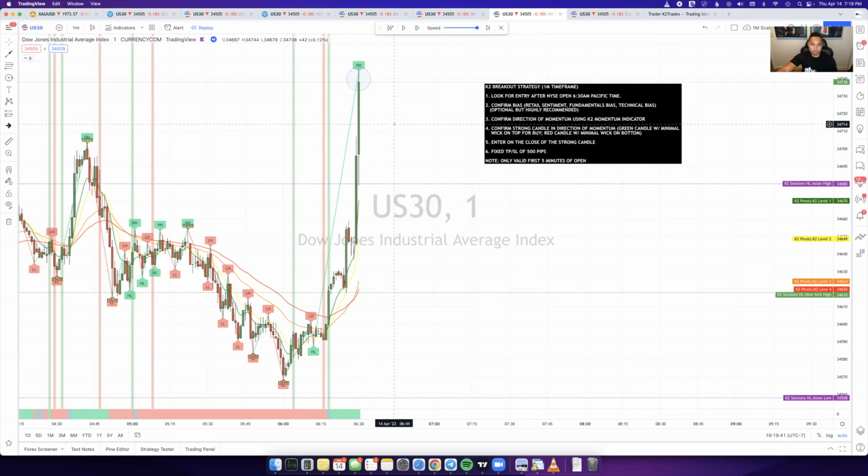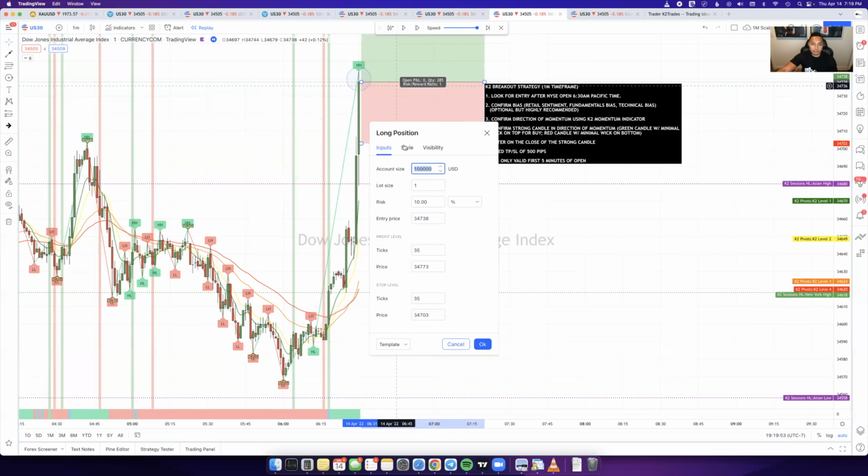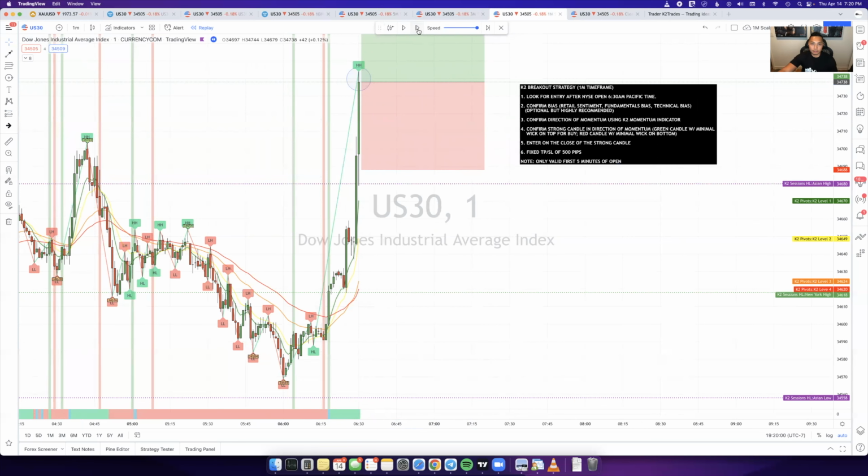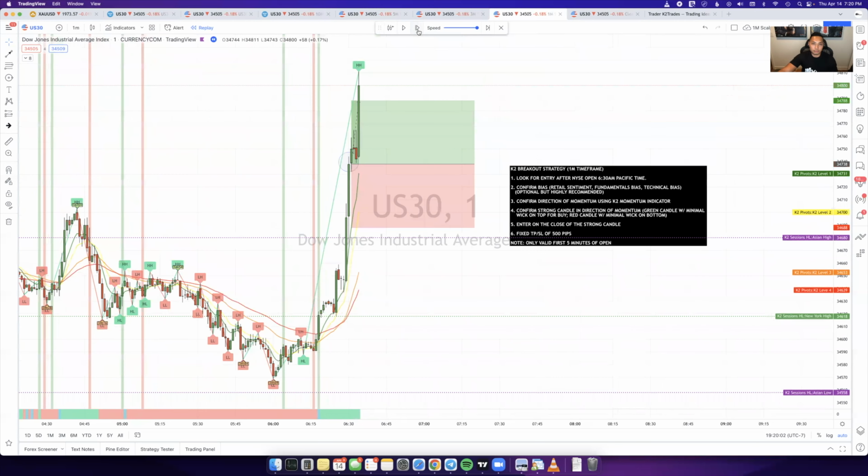So first step, we look for the momentum. Right here, we have bullish momentum. Second, we're going to look for a strong green candle after open. Once these are all met, you're going to go ahead and take a buy position right here as soon as the candle closes. And then you're going to set your TP and stop loss to 500 pips. With that said, you let the trade run. And there you go, full TP.